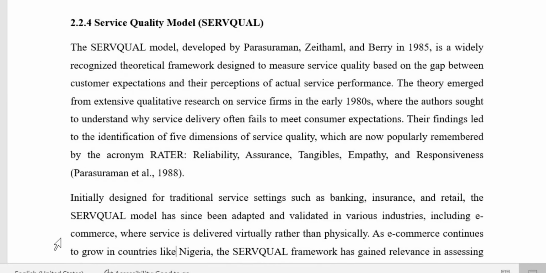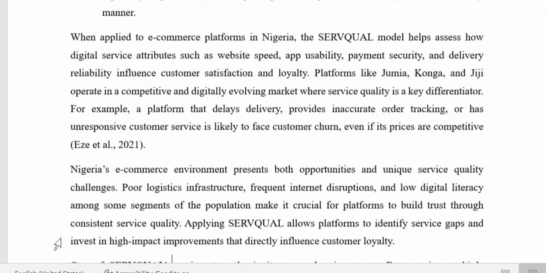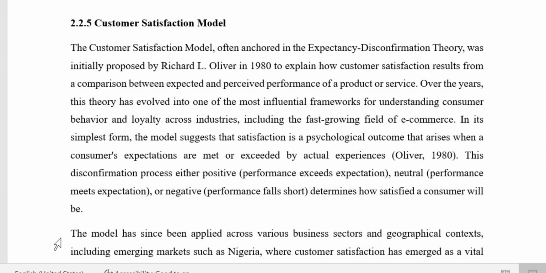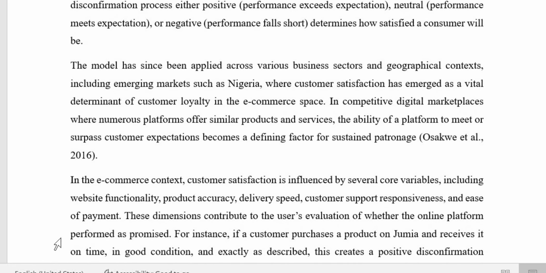So these are the theories. You look for the theories. There is not much, so let's not waste time. Then let's move to empirical review. You can see this is another theory, the customer satisfaction model, which is explaining the independent variable. So what I'm saying is your theoretical review must be able to explain your dependent variable, and you must review a theory that will be able to explain or underpin your dependent variable.